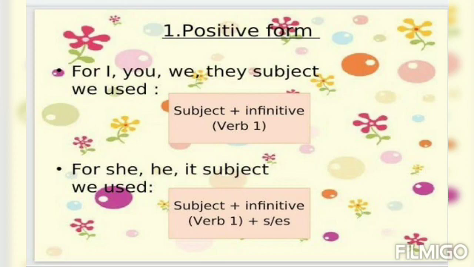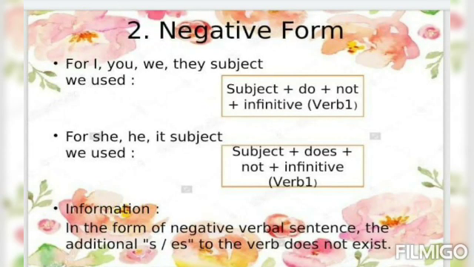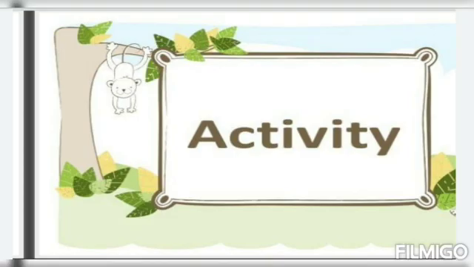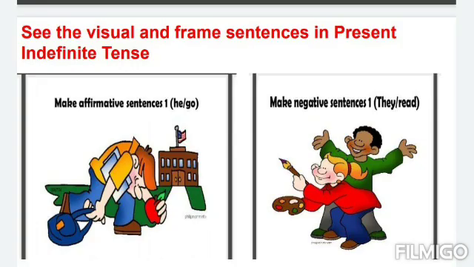For I, we, you and they. With plural subject, we use first form of verb. With singular subjects, we use s or es with first form of verb. Similarly, to make negative, if subject is plural, we use do, and if subject is singular, we use helping verb does. Now there is an activity.